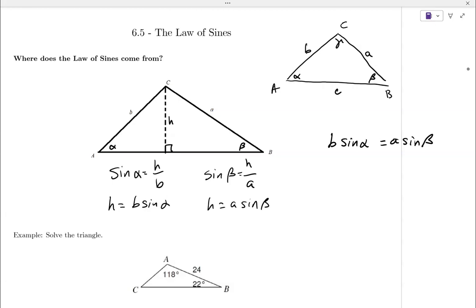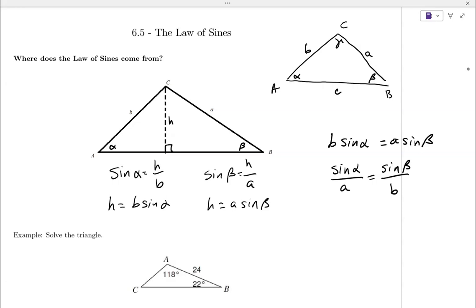We write this slightly differently. We put all the things related to A together, the angle at A together, the ones for the B together. So we would write this as sine alpha over A equals sine beta over B. Okay.